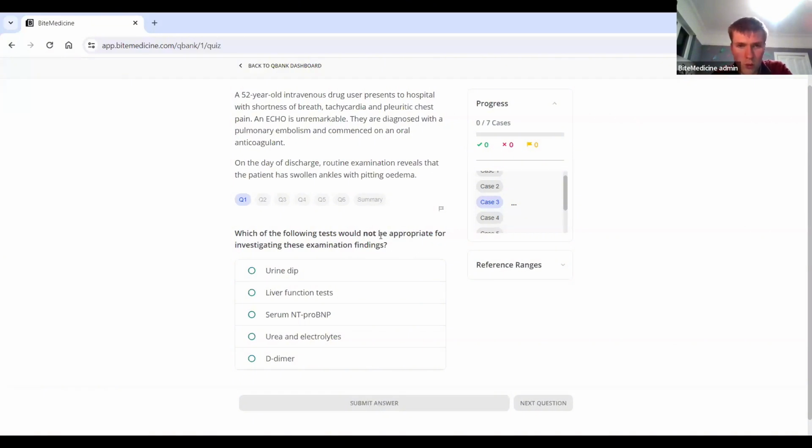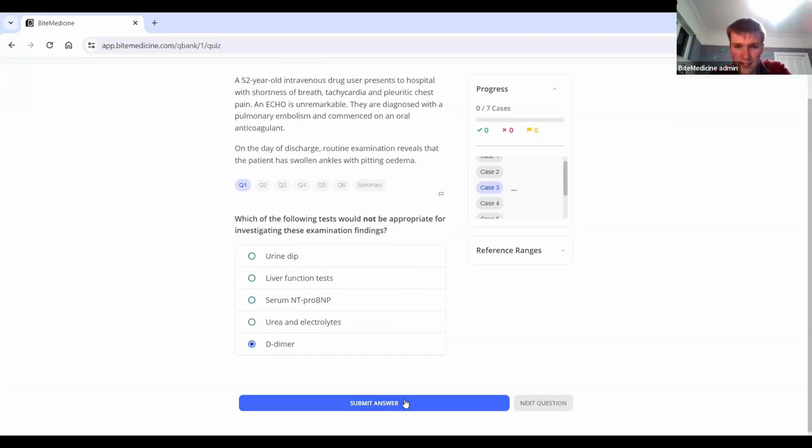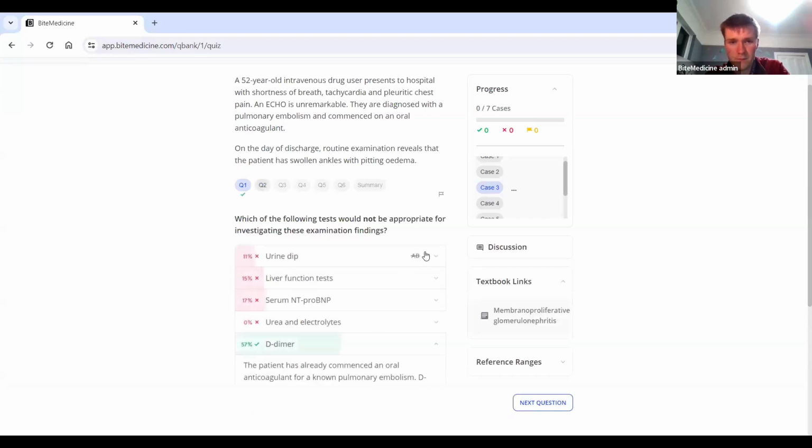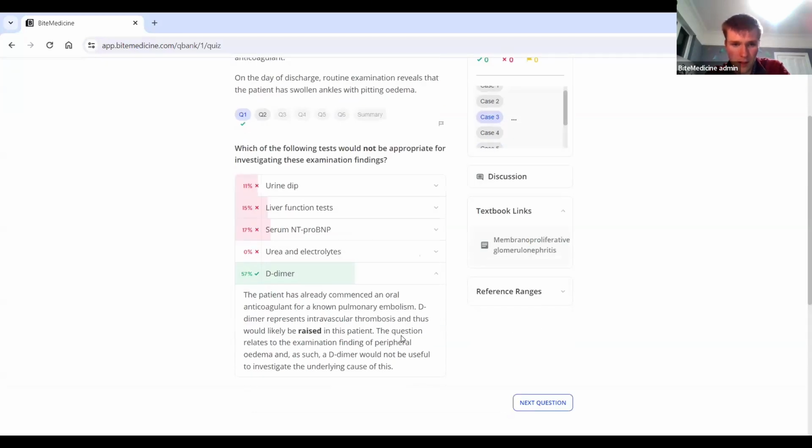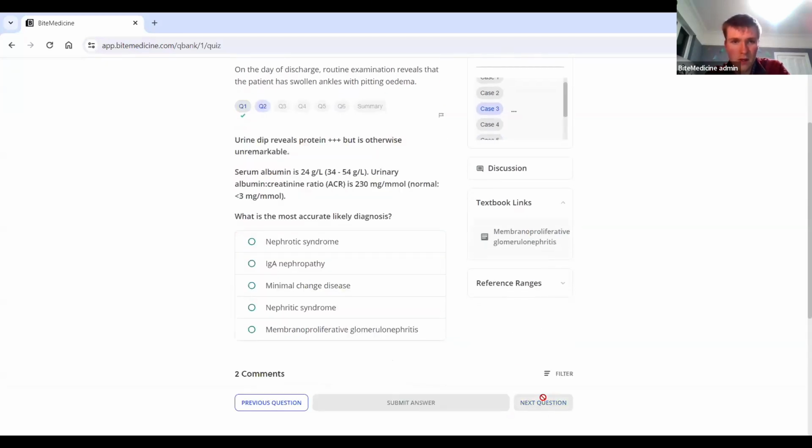So what wouldn't you want? In this instance, if we've already diagnosed a PE, you're not going to be doing a D-dimer. That's useless. Whereas if they've got edema, what can cause bilateral edema? Heart, liver, kidney. So serum proBNP is your heart, urine is your kidney, liver function is your liver. So I'm going with D-dimer. Bingo. Yeah, likely would be raised anyway.